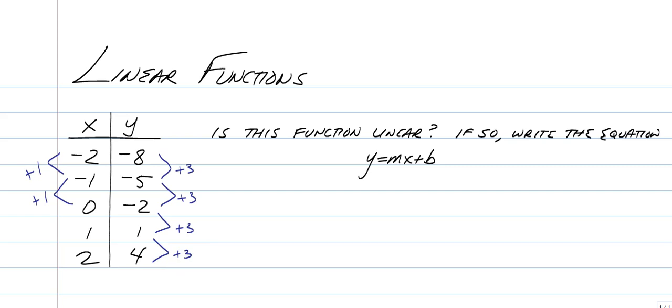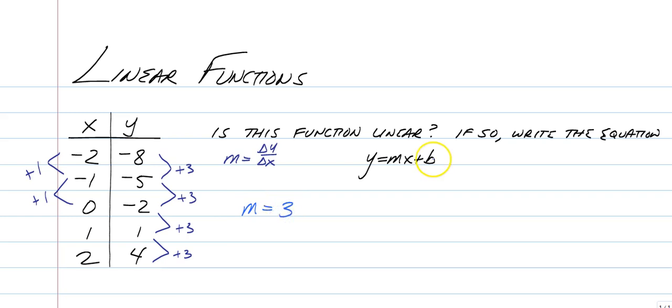So how do you write the equation from that? Well, by finding your common differences, remember your slope is your change in y over your change in x. So 3 over 1 is your slope. So we have m is equal to 3.